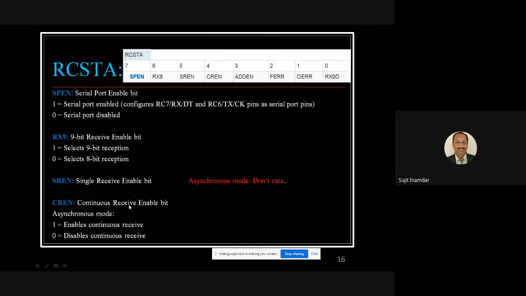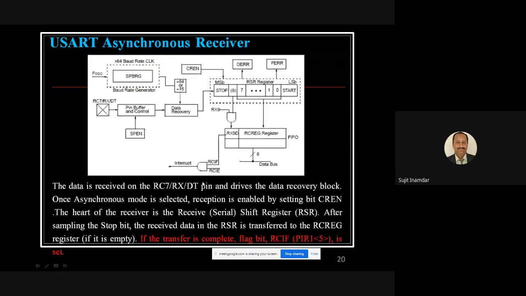CREN, that is continuous reception, yes or no. Like this, all the continuous reception, yes or no. So that is decided by this particular bit.